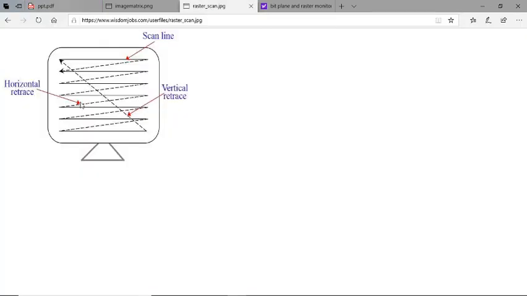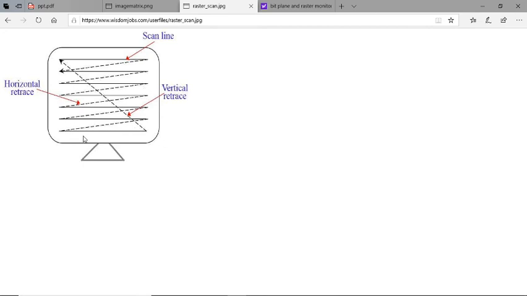You can see here, this is the monitor. How does the electron gun work in the raster system? It has to scan the first line. These are called scan lines. Then after it finishes the first scan line, it comes to the second scan line, and then again to the third scan line. Whenever it switches from one horizontal scan line and comes to the start of the next scan line, this coming back, this retrace, is called horizontal retrace.